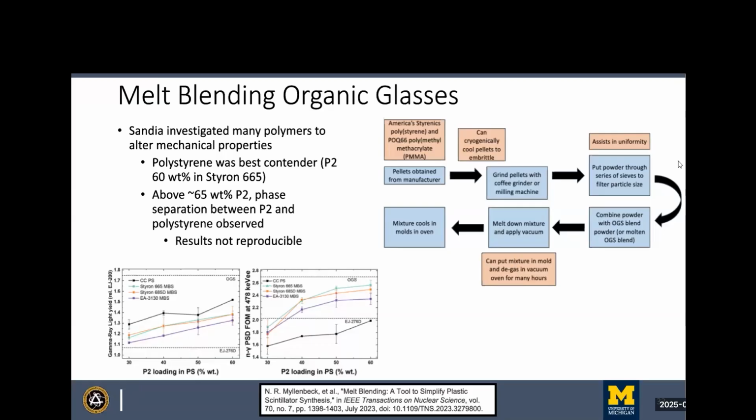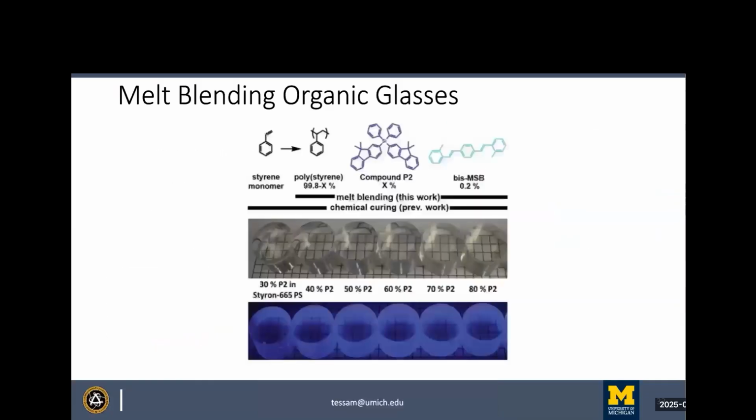A little bit of a chart about how the melt blending process works. It's really very simple. You grind up the glass, grind up the plastic, melt it all together, and pour. Sandia's investigation found that polystyrene was the best thing to melt blend with P2. The P2 does need to be only around 60% by weight, because if it gets much above that, there can be phase separation between the P2 and the polystyrene.